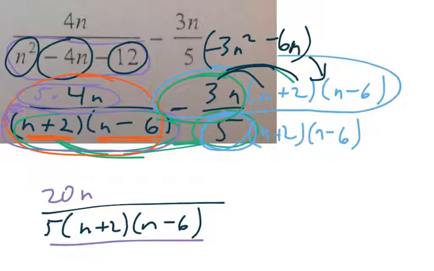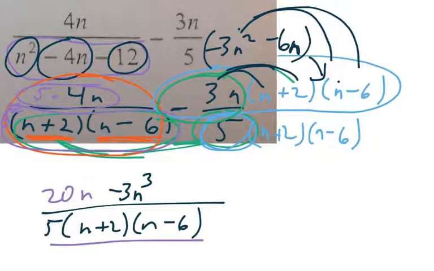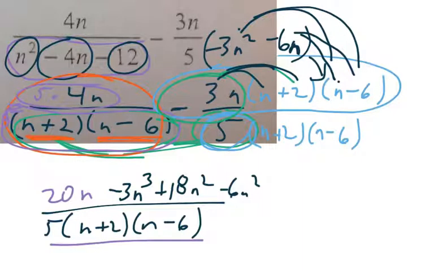So I'm going to do negative 3n squared times n. And I'm going to get a negative 3n cubed. Negative 3n squared is also going to times a minus 6. I'm going to get a plus 18n squared. I notice right here, I'm going to do negative 6n times n, negative 6n squared. And then finally, negative 6n times negative 6 is plus 36n.